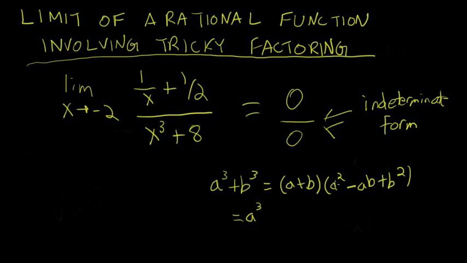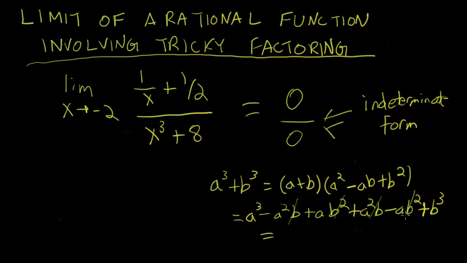So we have a times a squared is a cubed. A times negative ab is negative a squared b. A times b squared is positive ab squared. Now we're working with the plus b term here and expanding that. B times a squared is plus a squared b. B times negative ab is minus ab squared. And b times positive b squared is plus b cubed. So we have a plus a squared b term and a minus a squared b term, so these terms cancel. We have a plus ab squared term and a minus ab squared term, so these terms cancel. So we have a cubed plus b cubed.